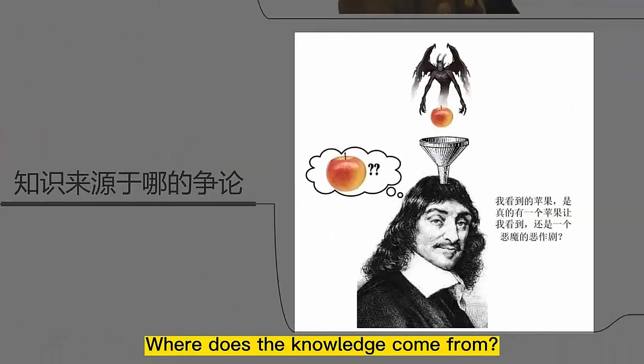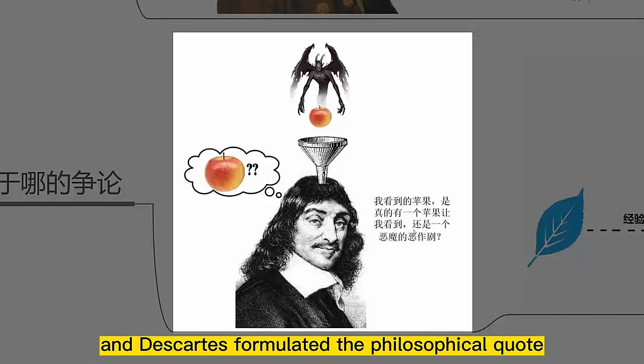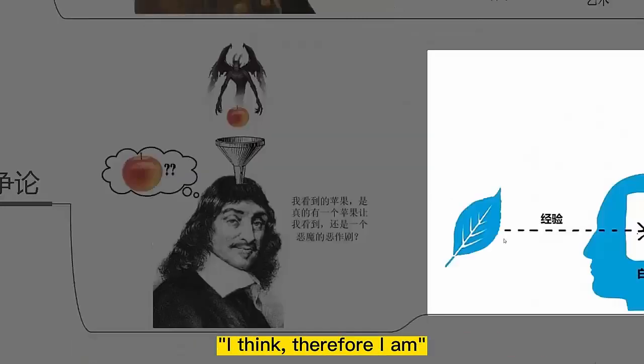Where does the knowledge come from? Rationalists believed that knowledge came from reason, and Descartes formulated the philosophical quote, "I think, therefore I am."